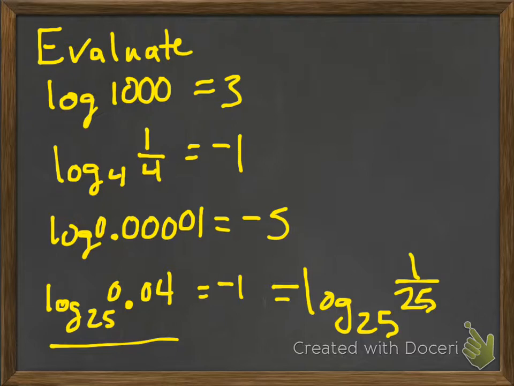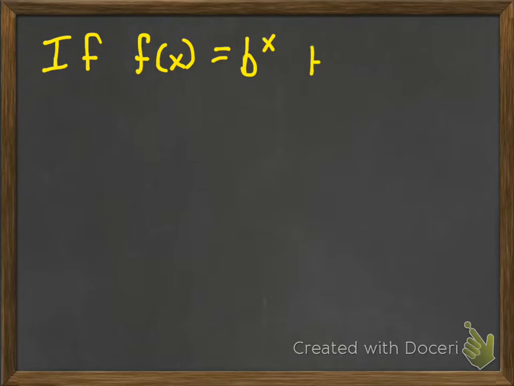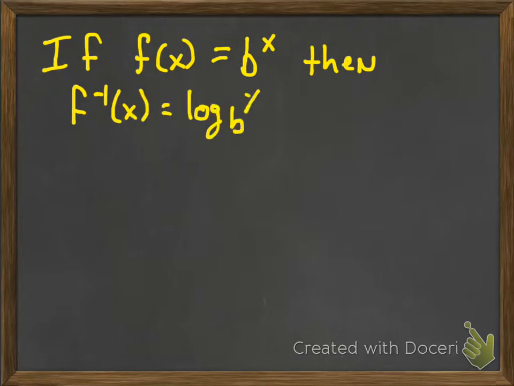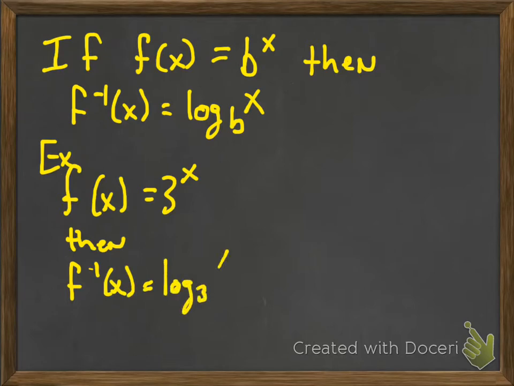So, that's about it. One last thing I want to make note of is if f of x is an exponential function, b to the x power, then its inverse would be the logarithm function, log base b of x. For example, if I said f of x is equal to 3 to the x power, that's the exponential function, then its inverse would be log base 3 of x. And I'm going to show you the graph of those.